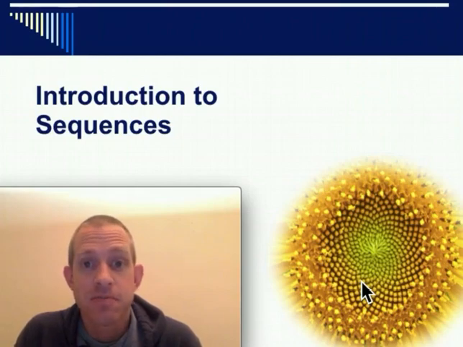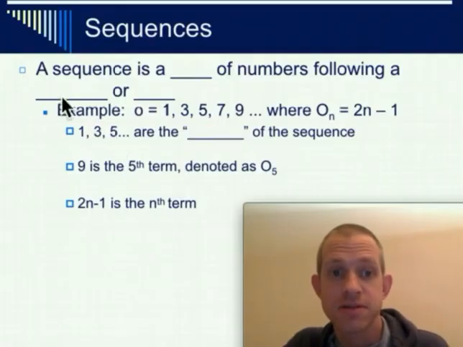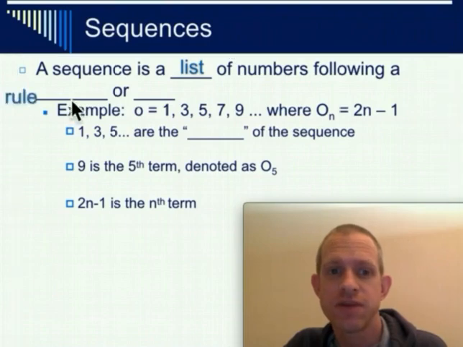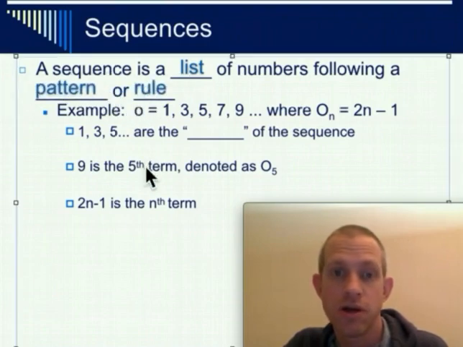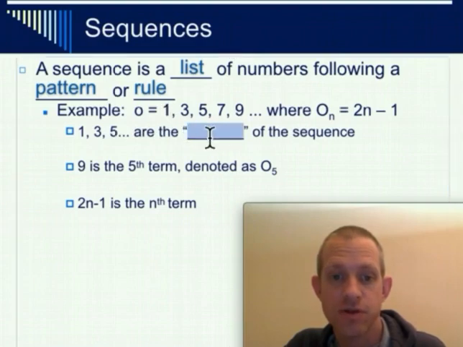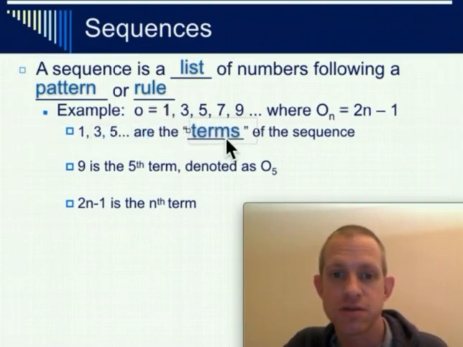So let's get started. A sequence is really not much more than a list of numbers. And if that list of numbers is going to be useful for us at all, it usually follows some sort of a pattern or rule. Here's an example. We've got the numbers 1, 3, 5, 7, and 9. And the rule here is if we want the nth term, then we take n, double it, and subtract 1. So these numbers, 1, 3, 5, and so forth, are called the terms of the sequence.